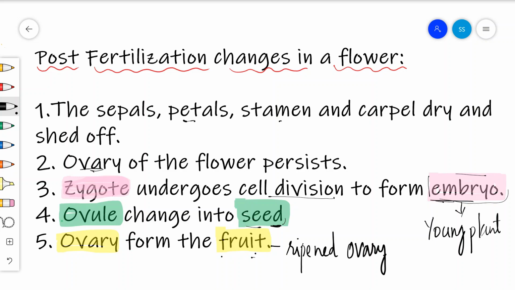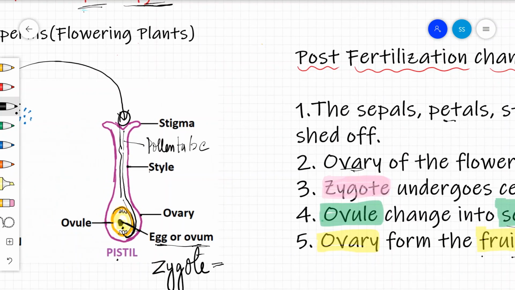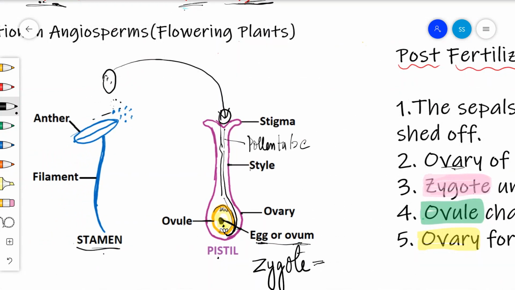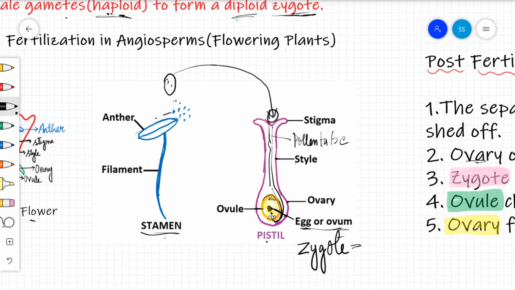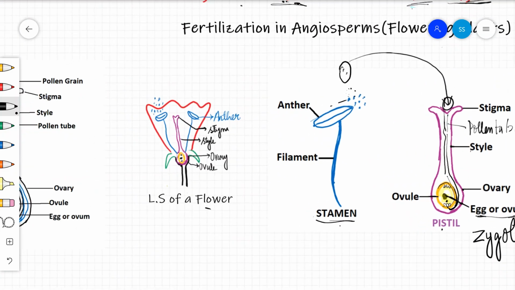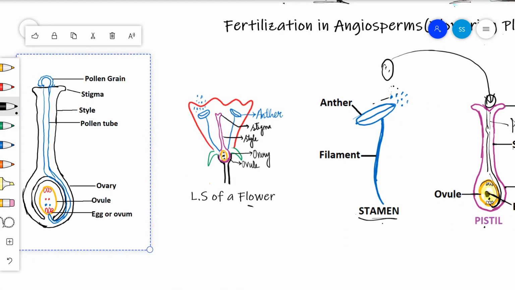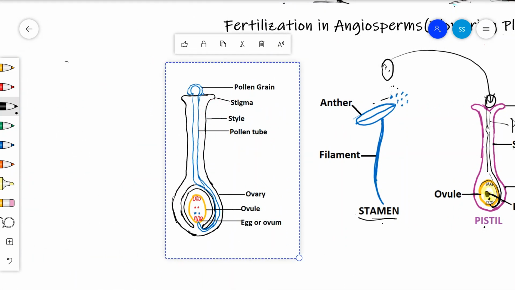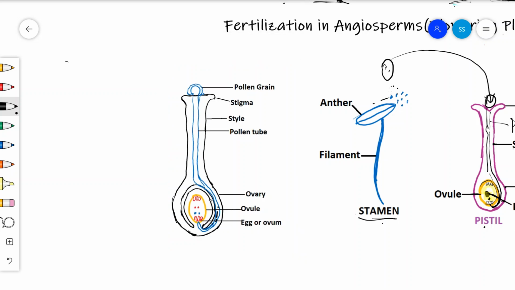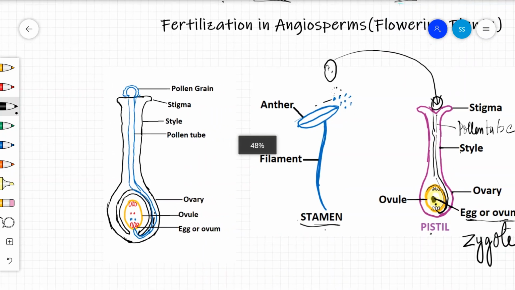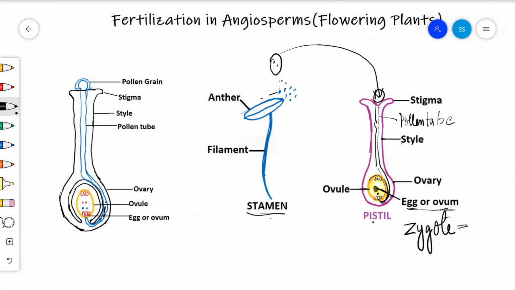Thus, the process of fertilization leads to the formation of seeds which can be used for the growth of a new plant. If you look at the clear diagram of fertilization, it is like this, wherein we see pollen germination and the pollen tube growing, carrying the male gametes inside. So I hope you understood the process of fertilization in angiosperms or flowering plants. Thank you so much.